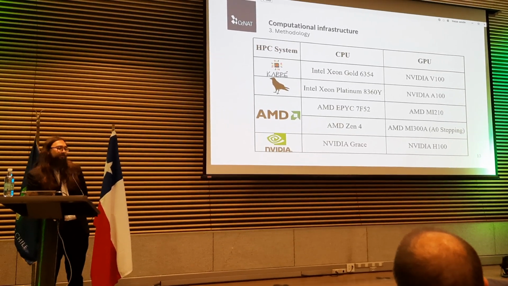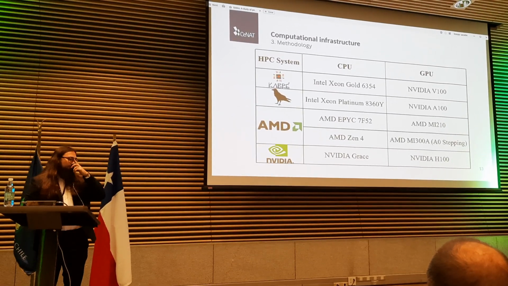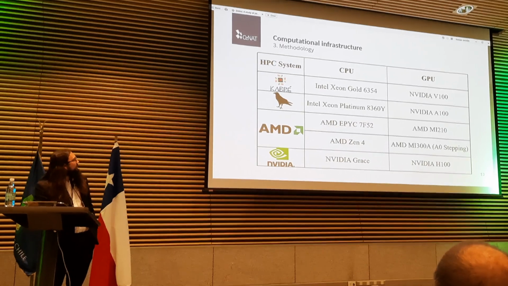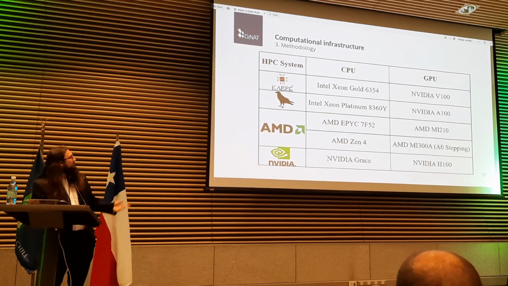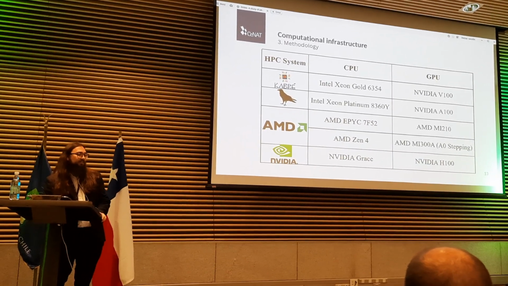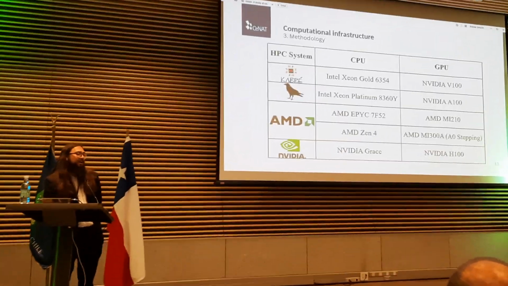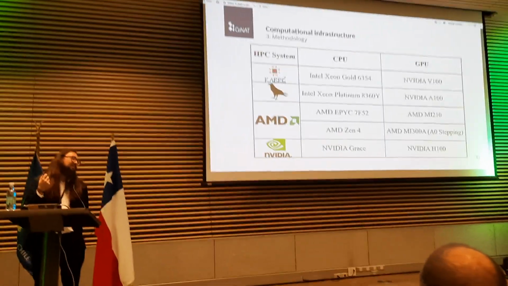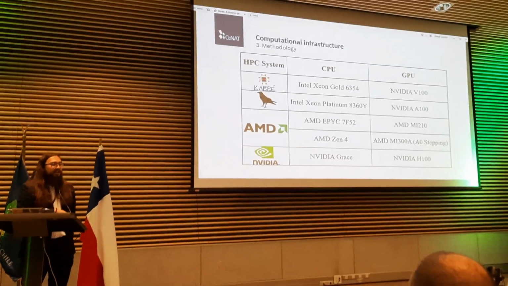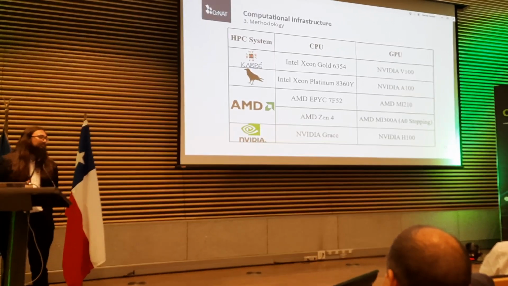So to run our code variants and test them, we used the CARLA supercomputer in Costa Rica, the Raven supercomputer at the Max Planck Institute in Germany, the AMD Accelerator Cloud, and an NVIDIA Grace Hopper machine. So we had GPUs from NVIDIA and AMD, and CPUs from Intel, AMD, and NVIDIA.